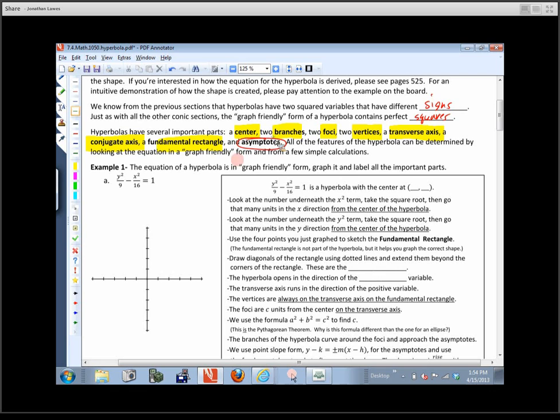And then this is always a lot of fun. We've got some asymptotes. Okay, so there are quite a few more things that we need to keep track of on a hyperbola as opposed to an ellipse or a parabola or definitely a circle. But they're actually not too bad.